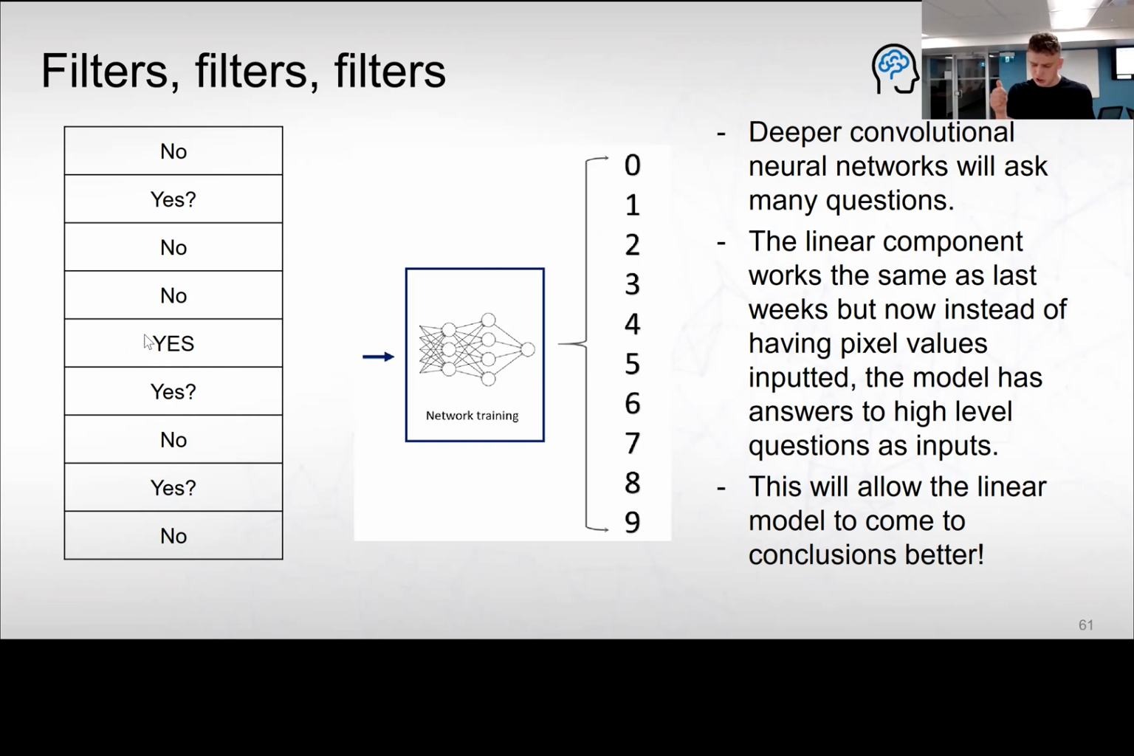It says there's conclusive proof that this is a 7. We are so sure of it. And it's taking that as input, and it's very easy for it to draw that bridge to the conclusion that this is a 7. It's doing essentially no work. It makes it a lot easier for the net. This will allow linear models to come up with better conclusions.